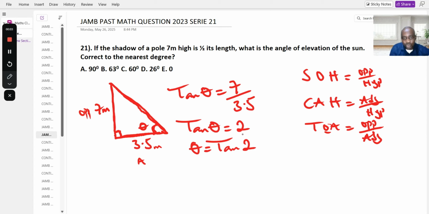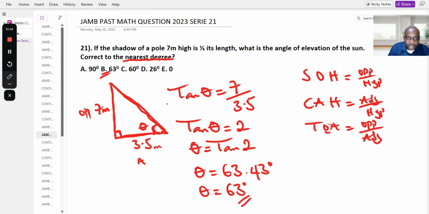Let's press the calculator to look for tan inverse of 2. Our answer is 63.43 degrees. And the question says correct to the nearest degree. 4 is not up to 5, so our final answer will be 63 degrees. Do you have 63 there? Yes, B. Our final answer is B. Let's move to the next question.